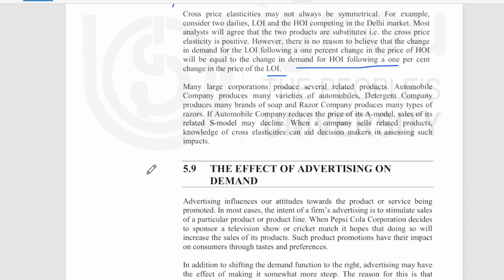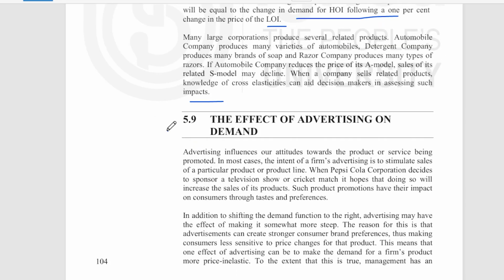And many large corporates produce several related products. An automobile company produces many varieties of automobiles, detergent companies produce many brands of soap, and resort companies produce many types of resorts. And if an automobile company reduces the price of its A model, sales of its related S model may decline. And when a company sells related products, knowledge of cross elasticities can aid decision makers in assessing such impact.